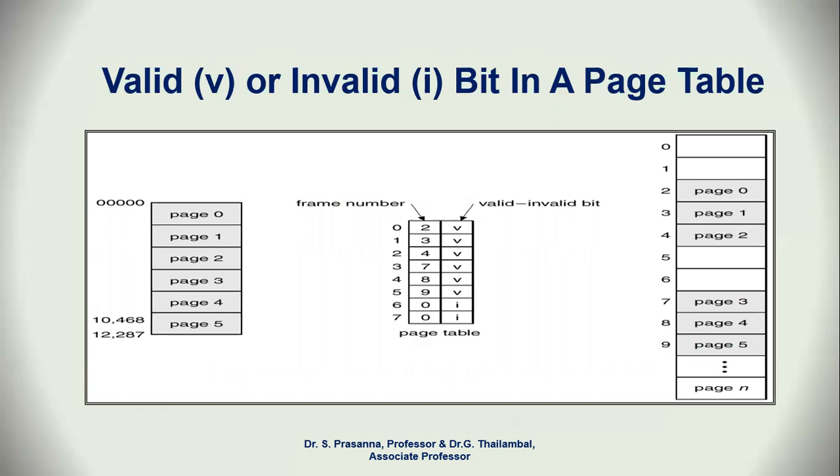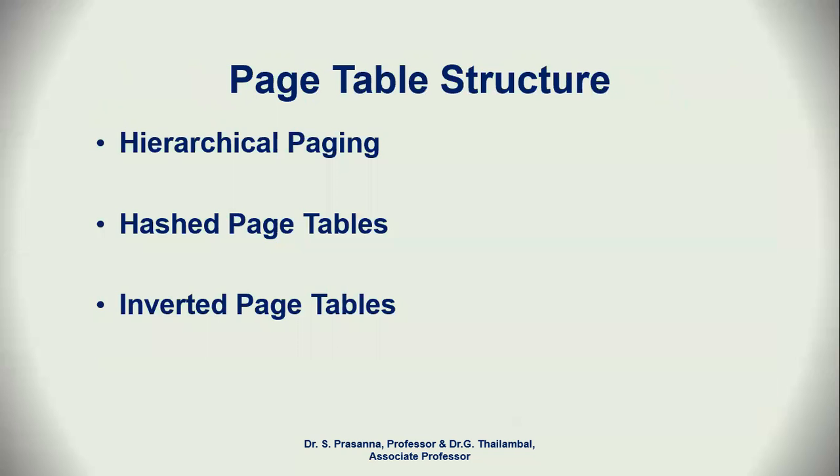But the person is searching for page 6. So the frame number is 0. He can easily identify that that particular page is invalid to search because it is not available in the memory, with the invalid bit, that is I. So the searching time will be reduced for the user, and he can identify whether that particular page is available in the frame or not.